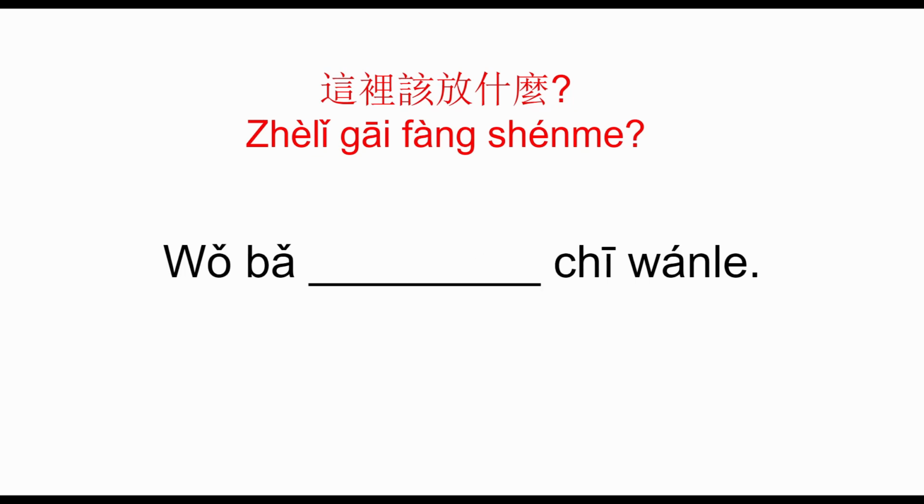这里该放什么? 我把 beep 吃完了. What else could you put in the gap? Oh, okay. So I know that 苹果 would go there. But what else could you put in that gap? So any noun that you could eat, really. So maybe 我把牛排吃完了. Yeah, you finish eating steak.